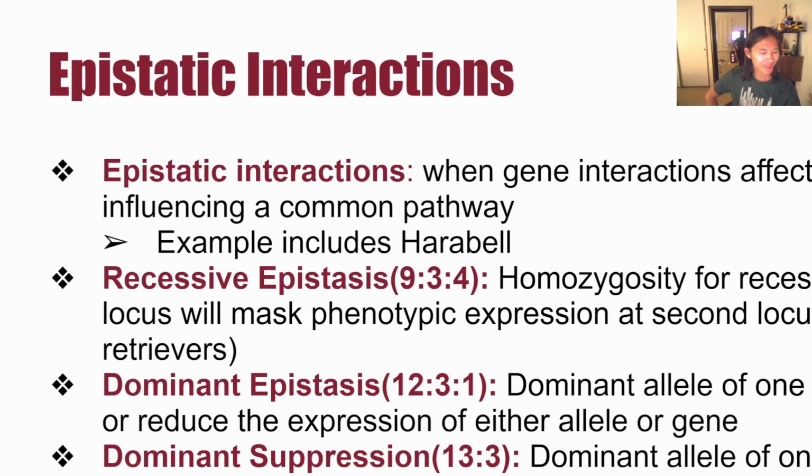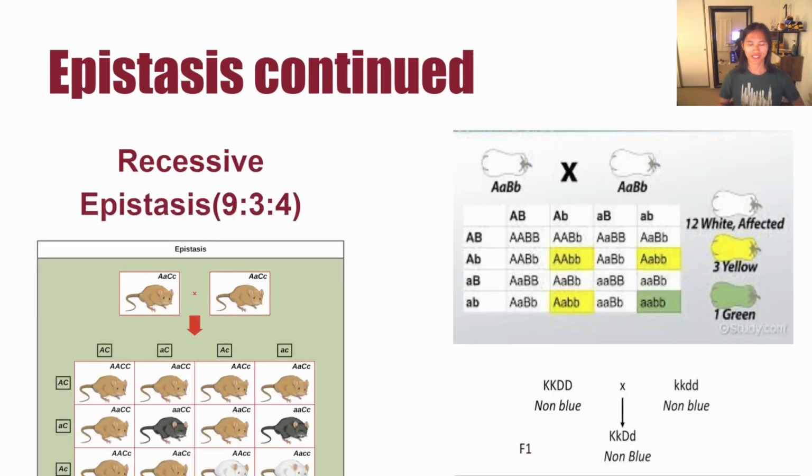Now let's look into recessive epistasis with the ratio of 9:3:4. This is when homozygosity for a recessive allele in one locus masks the expression at the second locus. Let's look over here. This can be seen in golden retrievers or the mice in this chart, right?